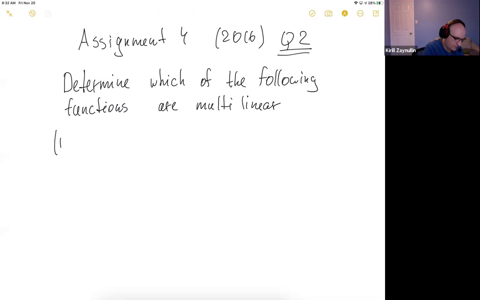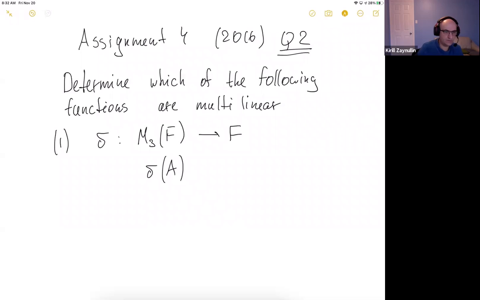Okay, so here's the first function, delta. It maps from 3x3 matrices over a field F to the field F. The definition of this function is that we take a matrix A, which is a 3x3 matrix consisting of the entries A11, A12, and so on, and assign to it the respective entry, the entry at position 1, 2.